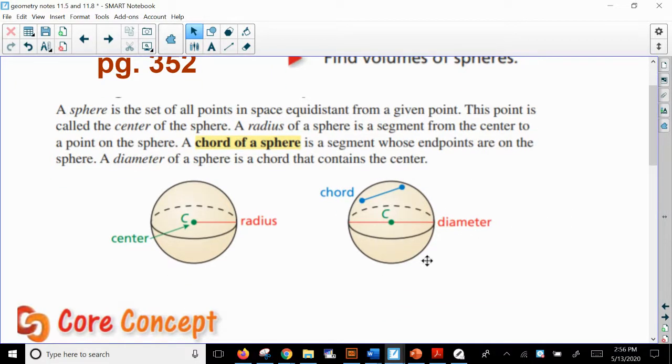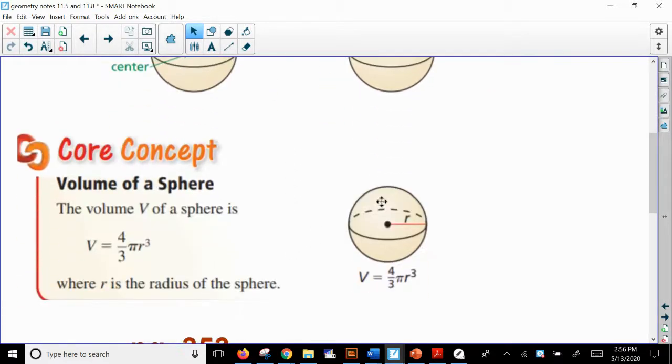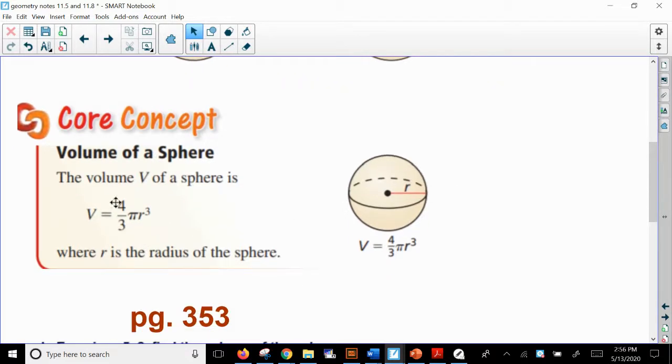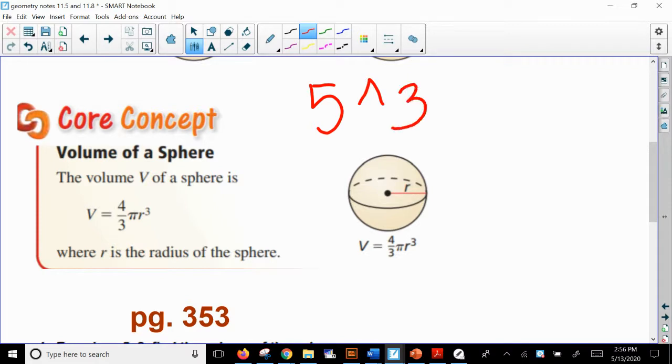In a sphere, because it's round, it has a center, a diameter and a radius. The diameter goes all the way through the center from one side to the next. The radius goes from the center to the end, so it's only halfway through. The formula for the volume of a sphere is 4/3 pi r to the third power. In your calculator, to raise something to the third power, let's say I want to raise 5 to the third power, you type the caret button and then 3. Try it now if you're using a handheld calculator: 5 to the third power, and you should get 125.